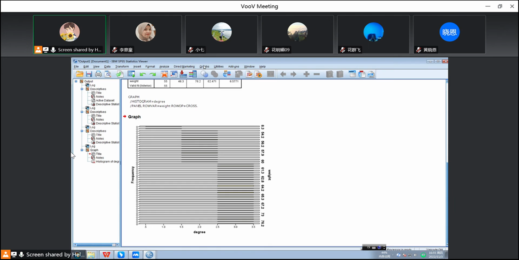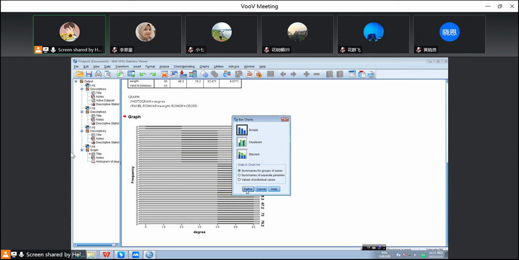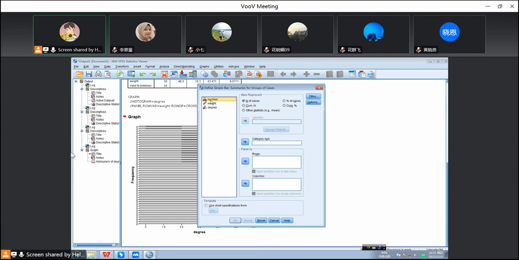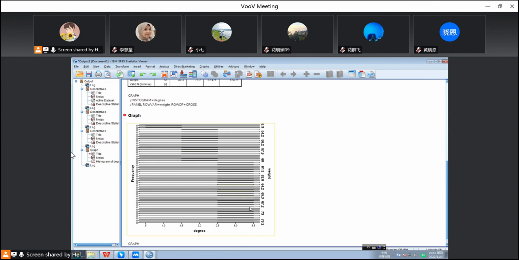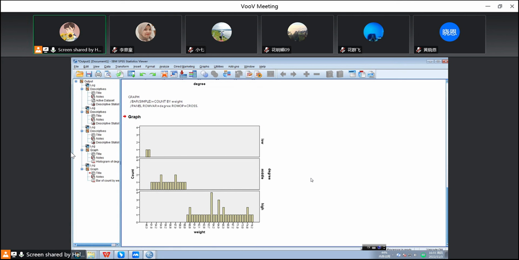We can also use a bar, a simple bar. And here the variable is weight. We can also find how many people are low, middle, and higher.